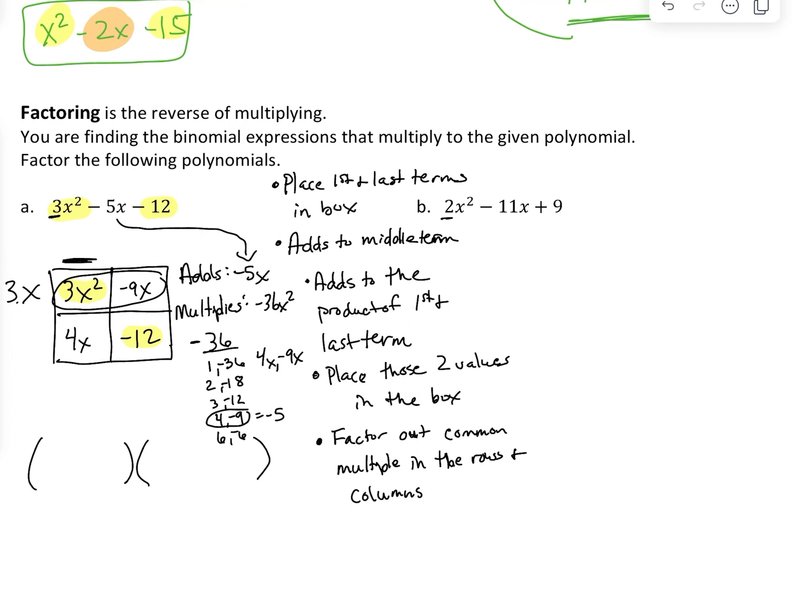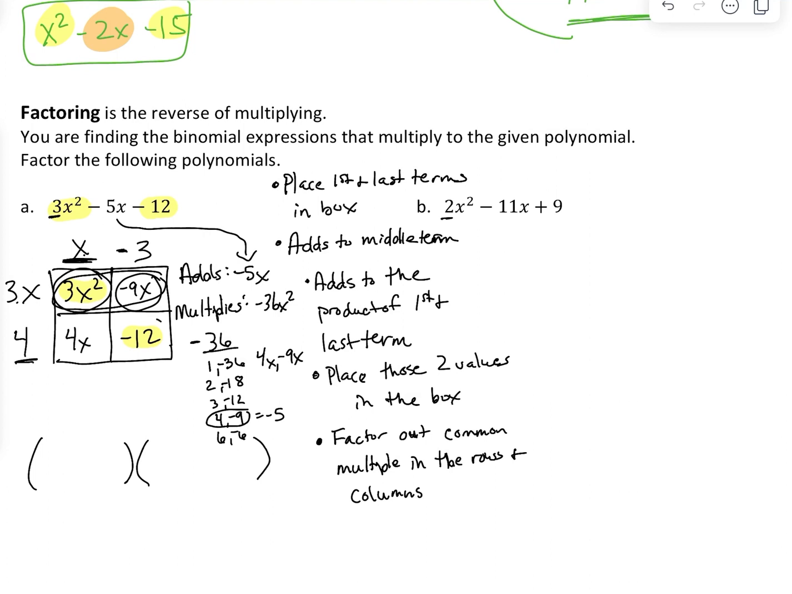So now I have 3x, and whatever was up here should multiply to be this 3x squared. So 3x times x would do that. I can do this 3x times what will give me negative 9x. That would be negative 3, so I'll place that up here. And if I go down here, this x on top times this value out in front will give me 4x, so that would be 4. Okay, I usually double check to make sure that 4 times negative 3 does give me that negative 12.